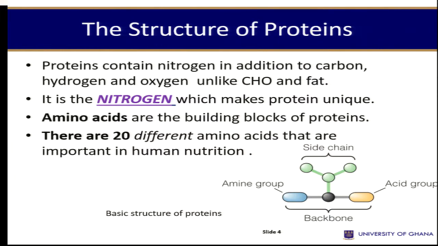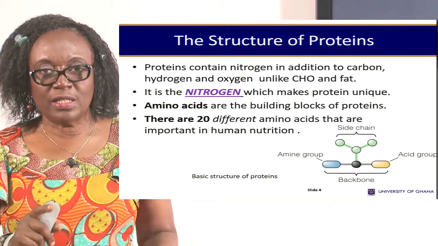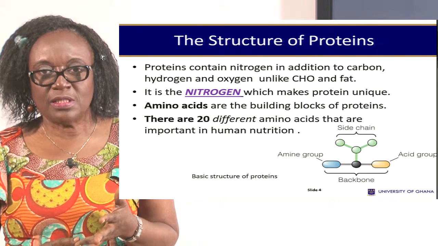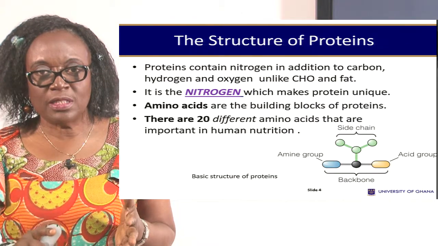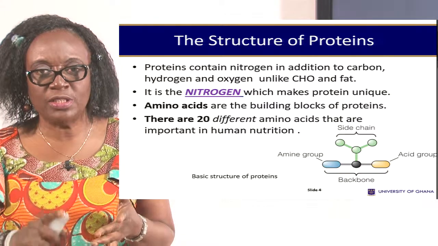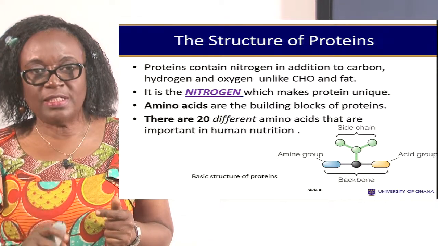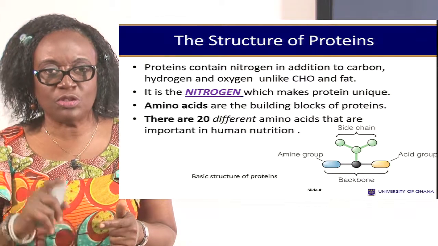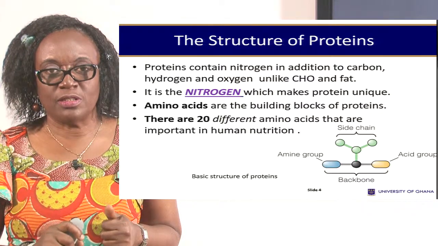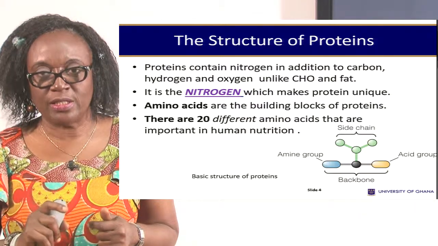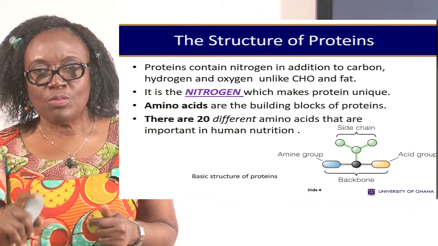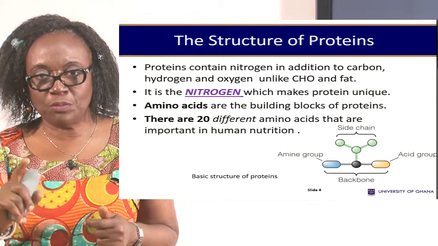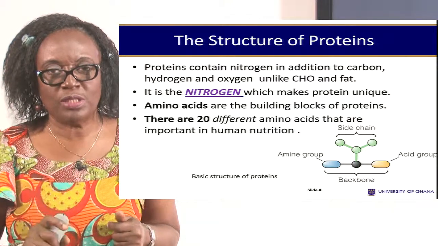What makes protein so unique from carbohydrates and fat is that protein contains the element nitrogen. When you take carbohydrates and lipids and proteins, the common elements in them are carbon, hydrogen, and oxygen. But when you take protein, in addition to carbon, hydrogen, and oxygen, it also contains nitrogen. And that is what makes it so unique. So you can form fat, you can form carbohydrate from protein, but you cannot form protein from them.